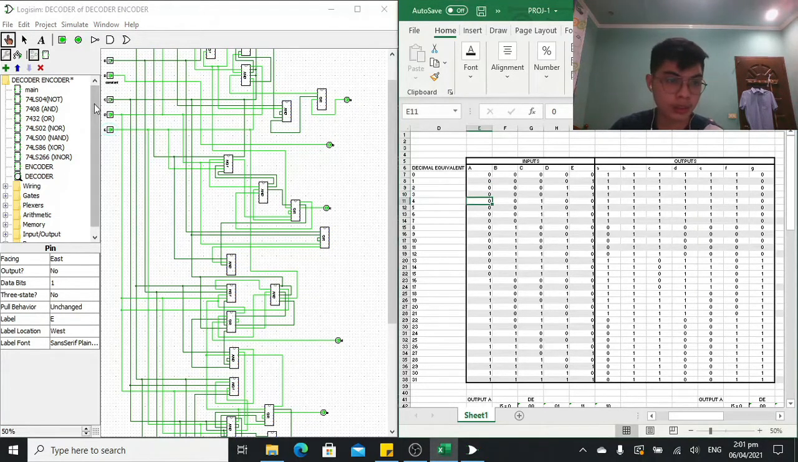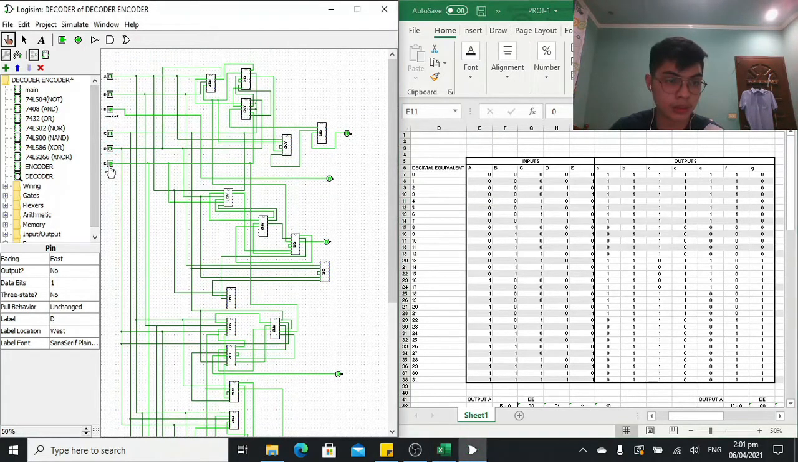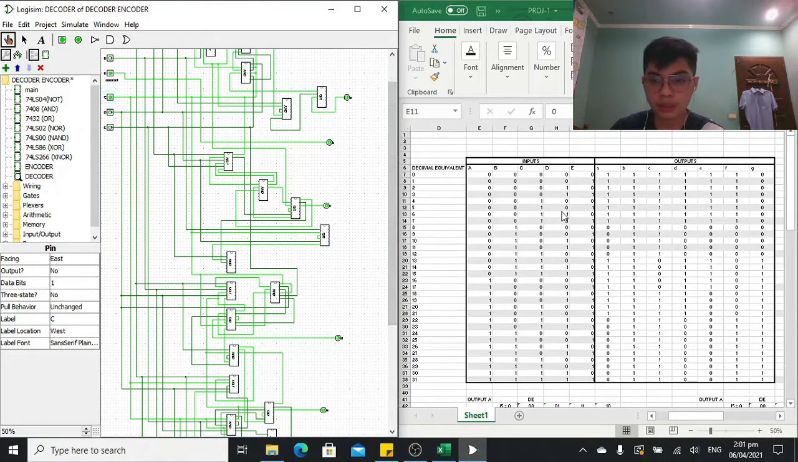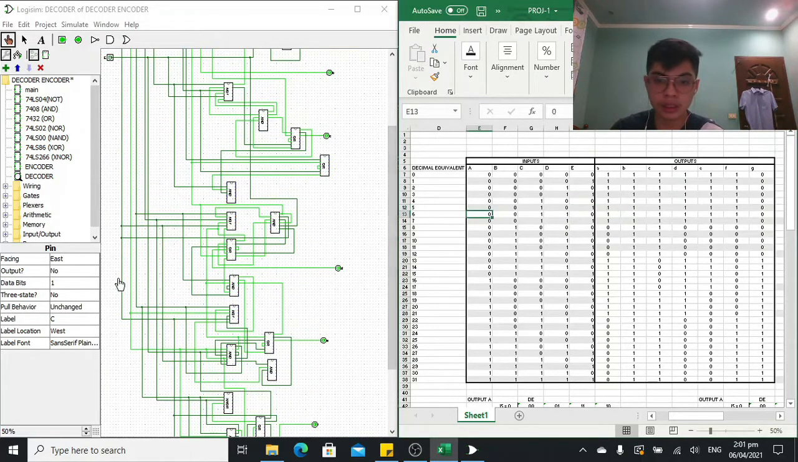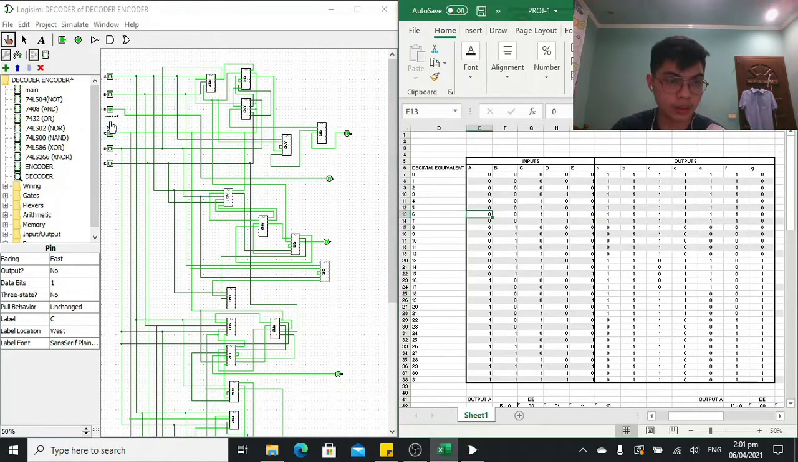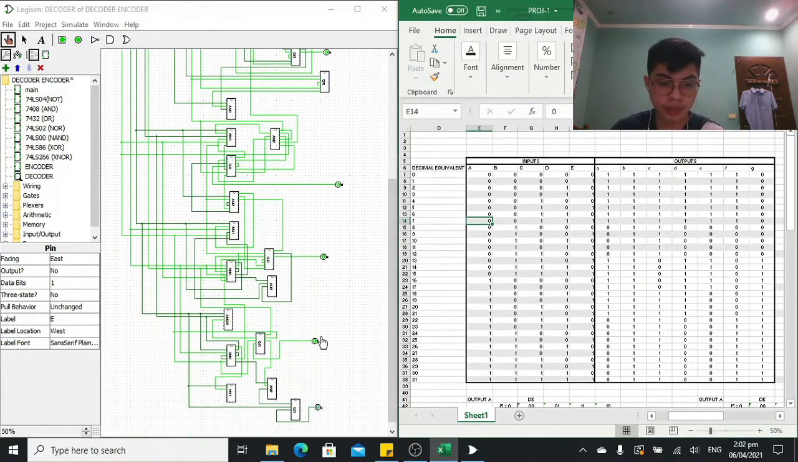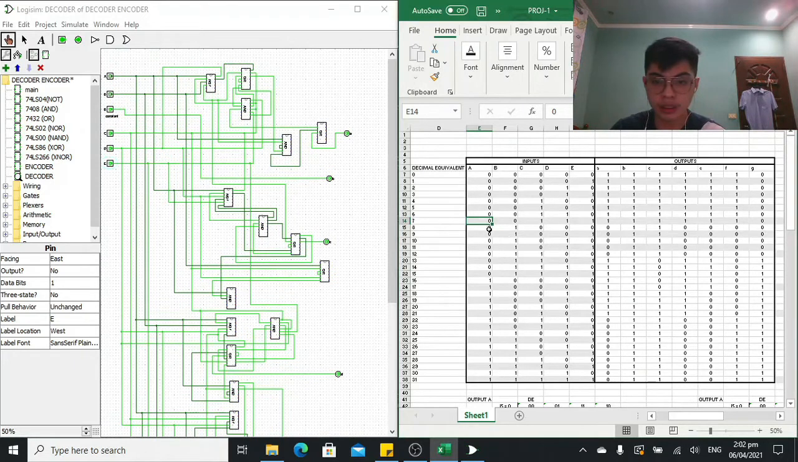And let's try 0, 0, 0, 1, 0, 0. The output will be the same. G is only 0. Let's try 0, 0, 1, 1, 1. So the same. G is only 0.